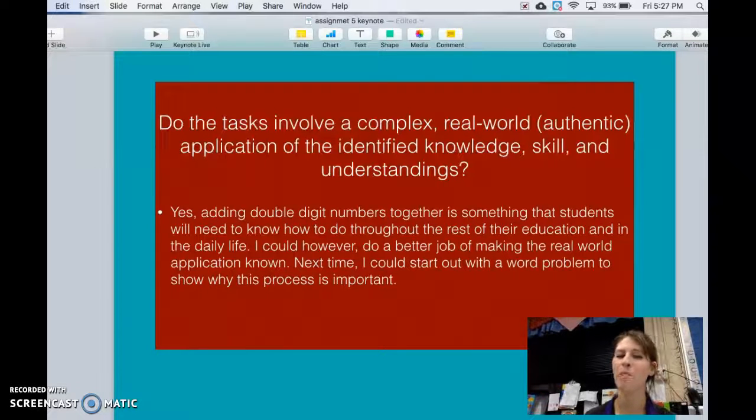So next time I think I would maybe start out the unit with a word problem to show why it's important. So maybe say I'm at the grocery store and I want to buy two different items, and one is this price and one is this price. How do I need to know how much money I have? Just adding those simple numbers together to show them this is something you're going to need in the rest of your life. So next time I would definitely make that known.